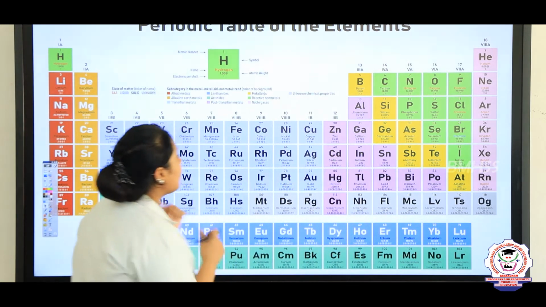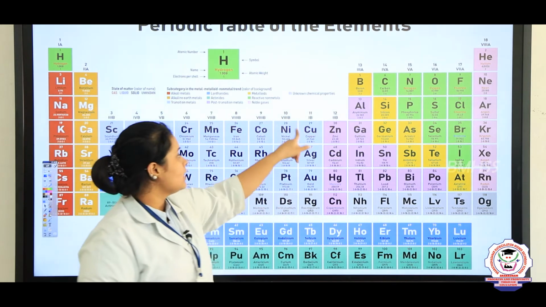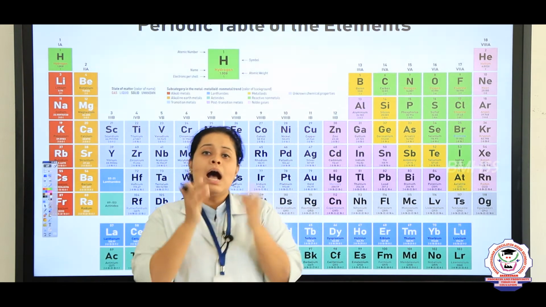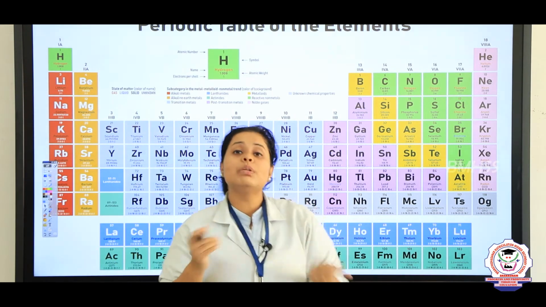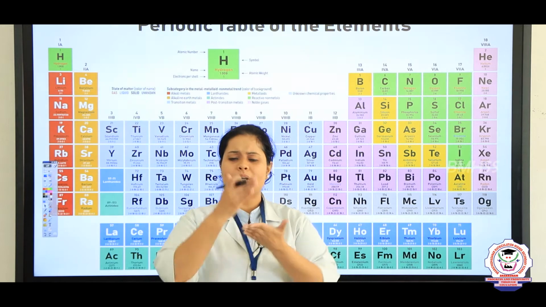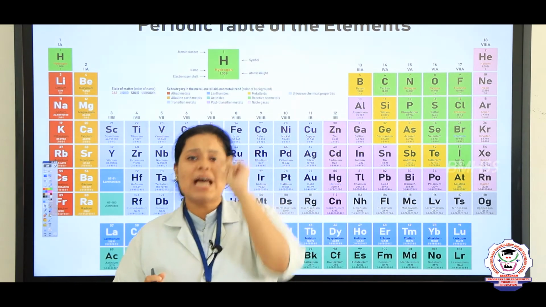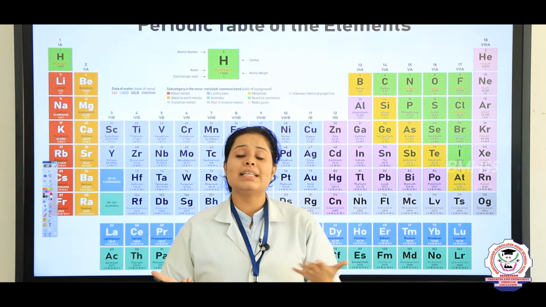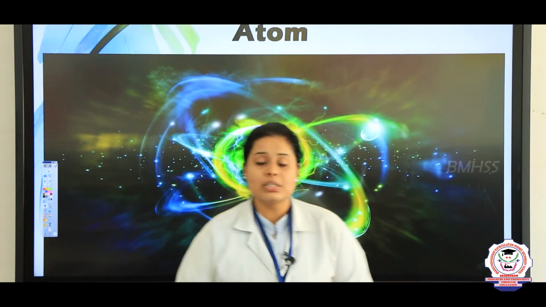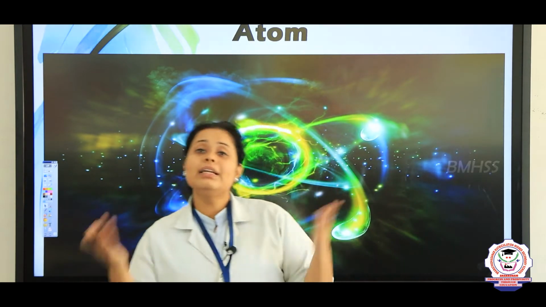So here children, if I take an example of one element, for example copper, which is here, and if I try to break the copper, I will get smaller particles, and you will see that the smaller particles are also copper. And when you keep dividing, you will see that even the smallest part of that element or metal will remain as an atom. So children, we can say that an atom is a substance or a particle which can be independently present or present in combination.